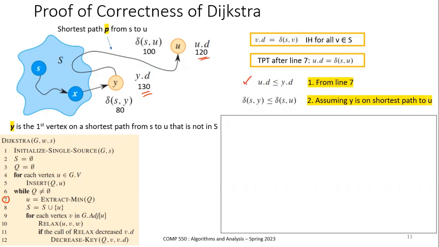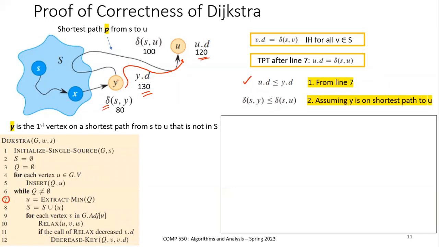That's the first point. The second point is that if we have Y on the shortest path to U, then unless you have a negative edge, if all the edges are positive, the shortest path weight to get to U must in fact be greater than the shortest path weight to Y.